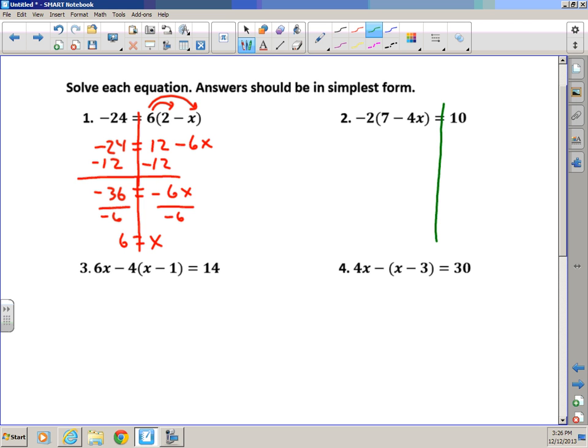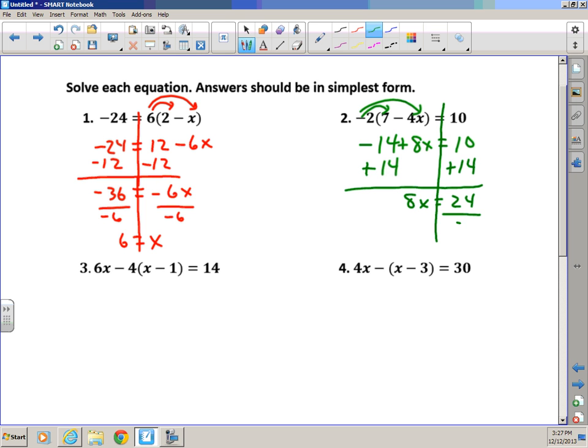In the second one, I'm distributing a negative 2. Most common mistakes students are going to make are with the signs. So I get negative 14x plus 8x equals 10. Okay? I'm sorry, not negative 14x, but negative 14. Hopefully somebody was jumping up and down saying there's a mistake. I add 14, the inverse of that. 8x equals 24, and that should be an 8, x equals 3. Okay.